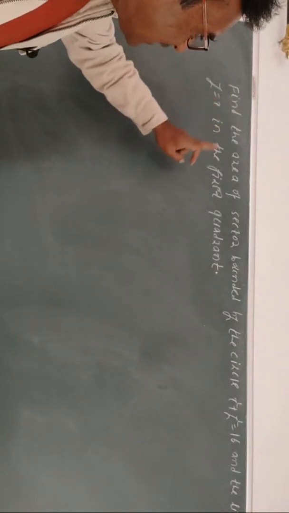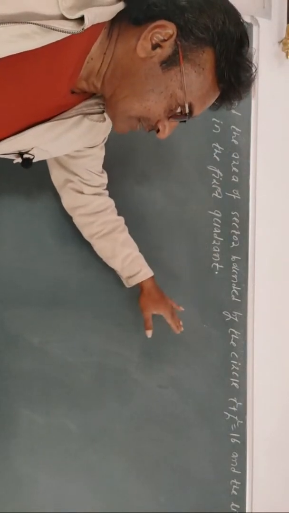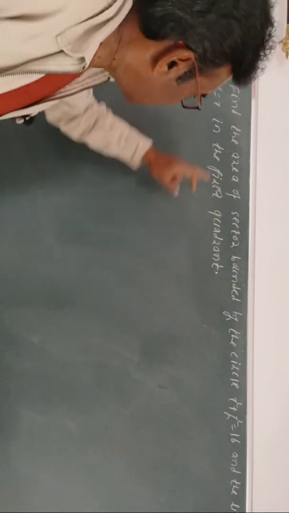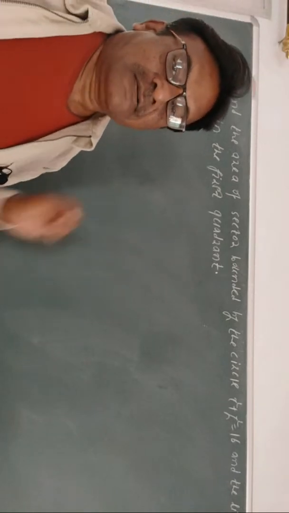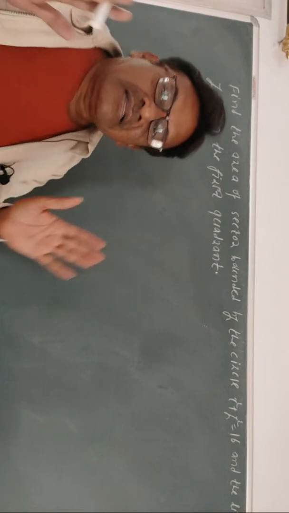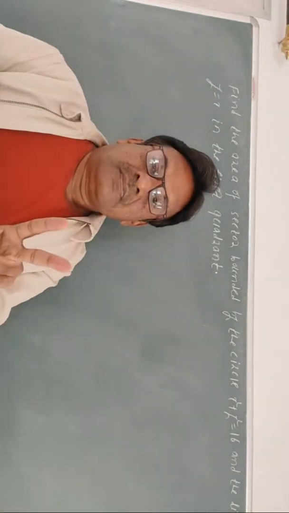We already wrote one problem. Find the area of the sector bounded by the circle x square plus y square is equal to 16 and the line y is equal to x in the first quadrant. In this problem, we find the area bounded by the two curves.